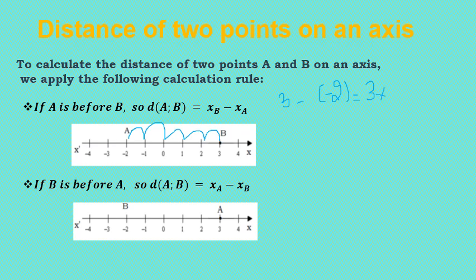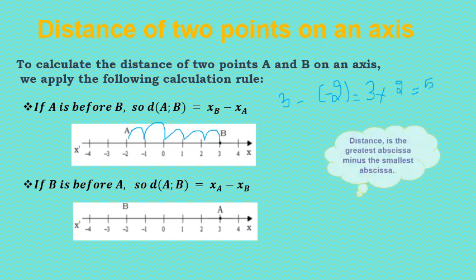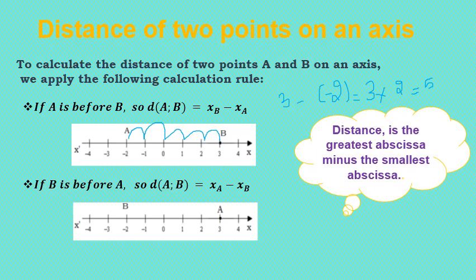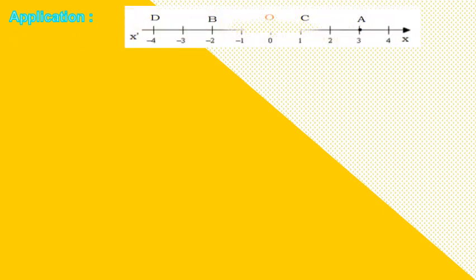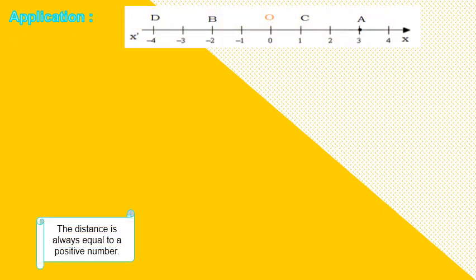But what if B is before A? I have to keep in mind that I always have to start with the one having the greatest abscissa. So XA minus XB. And keep in mind that the distance is always equal to a positive number.